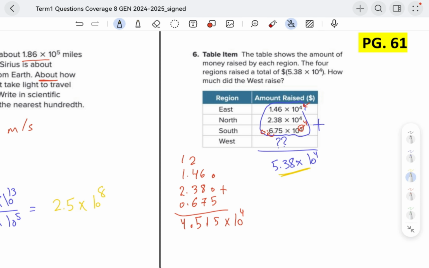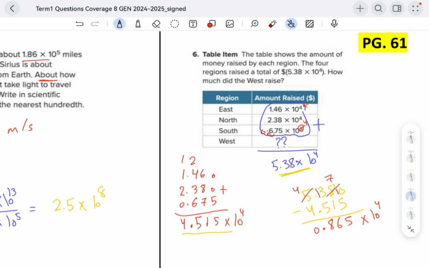Now we're going to go for the total and subtract this number from the total. The total is 5.38 minus 4.515. Put 0 in the empty space, subtract. 0 minus 5, we can't do that. This is 7, and here is 10. 10 minus 5 is 5. 7 minus 1 is 6. 3 minus 5, we can't do that. We're going to borrow. 13 minus 5 is 8. Bring down the decimal point. 4 minus 4 is 0. So the West is 0.865 times 10 to the power of 4, okay?